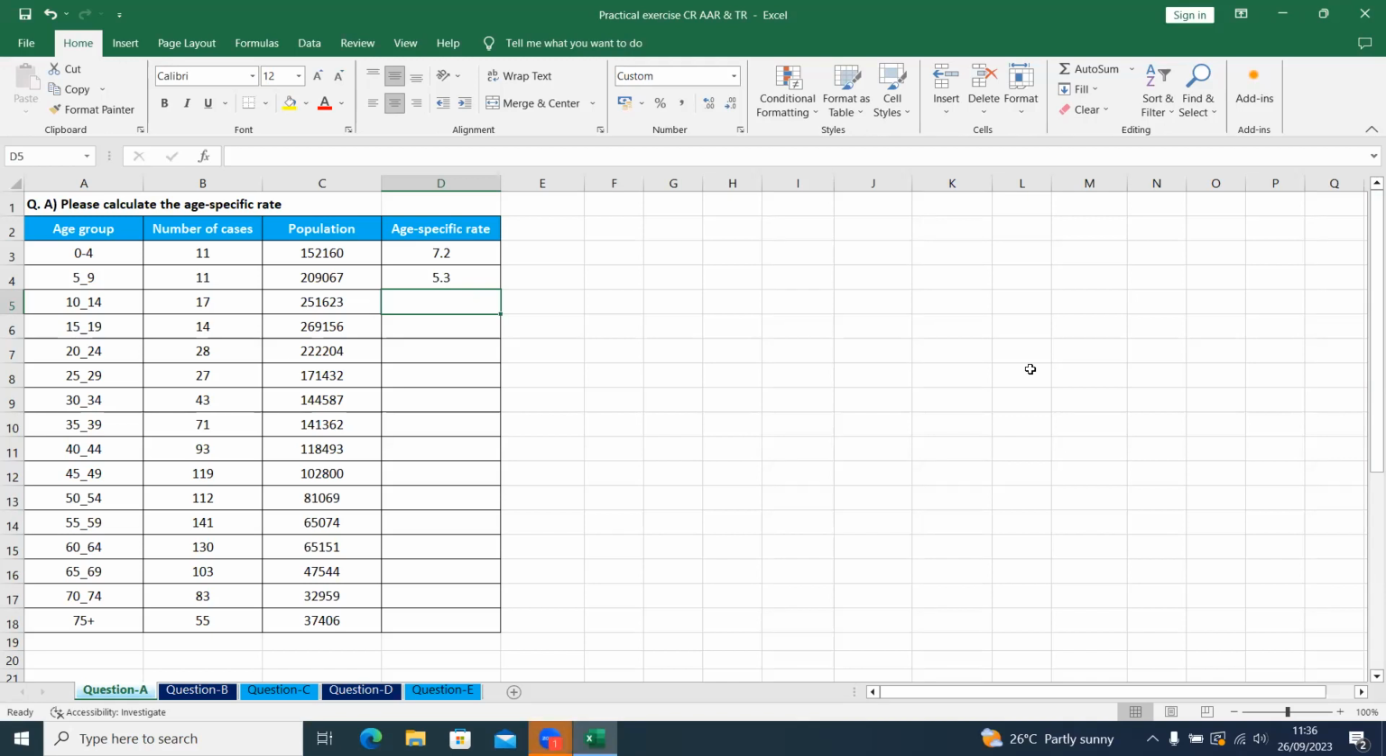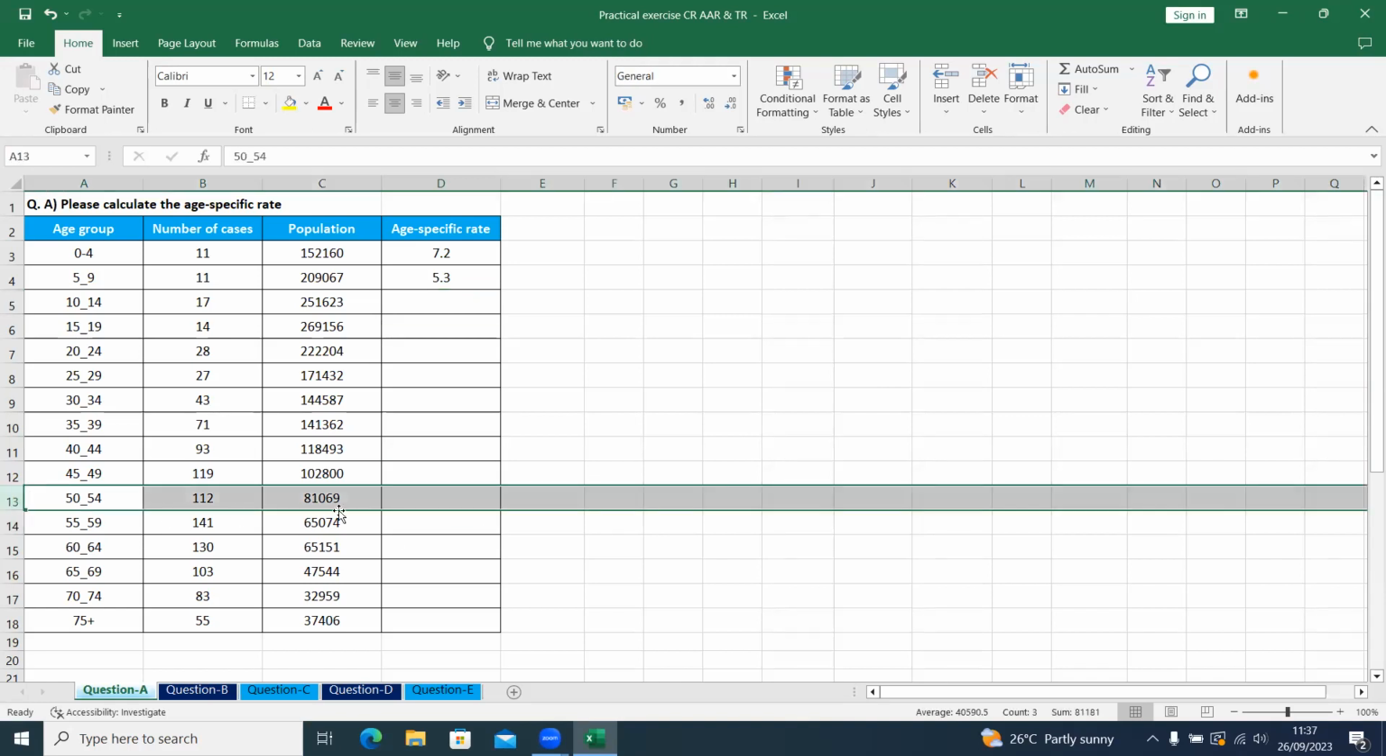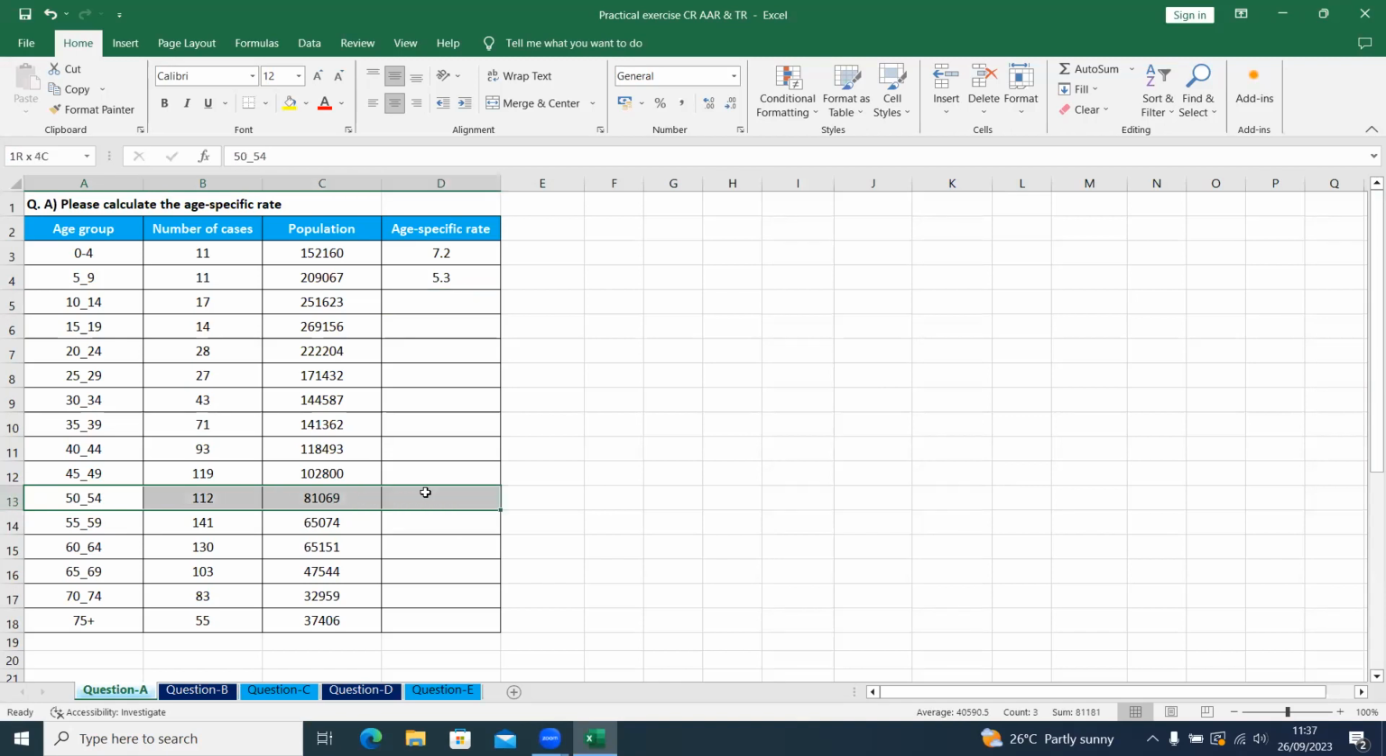Is there any doubt to calculate the age specific rate? Now please, Afghanistan team, please do it independently and ask the question. Okay. Now please let me know the age specific rate for the age group 50 to 54. What is the answer?